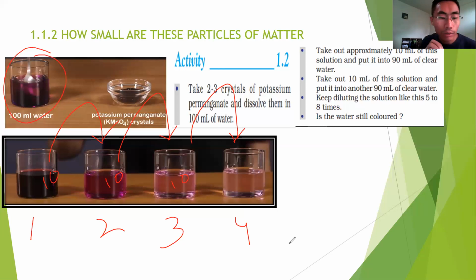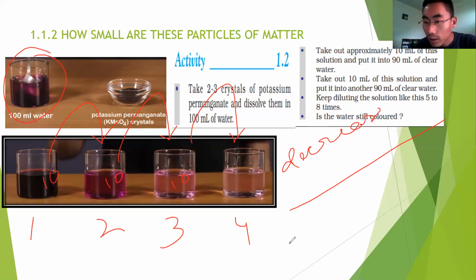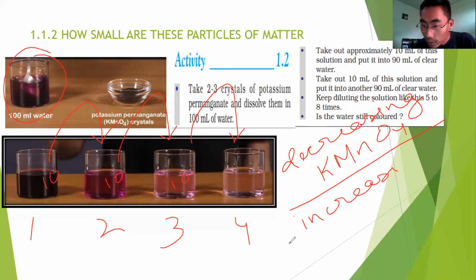Now, what we're basically doing here is decreasing the amount of potassium permanganate while at the same time increasing the volume of water, right? So now here, even though the shade of color is becoming lighter and lighter and lighter, there's something very obvious. That is, coloration is taking place, right?